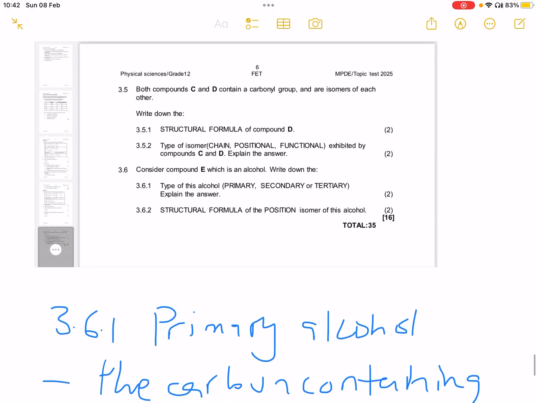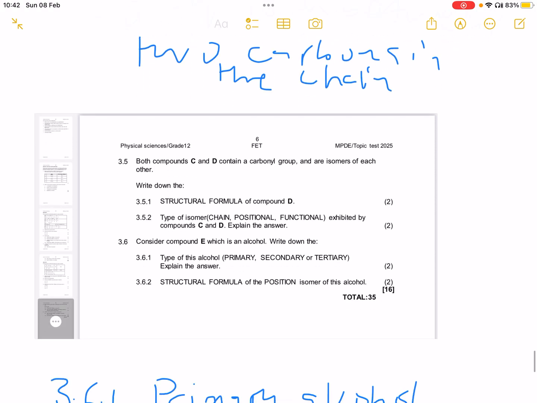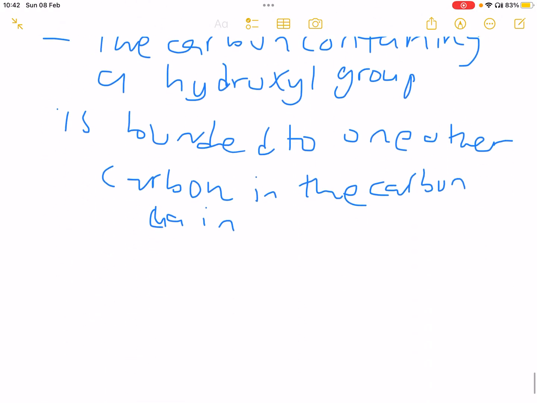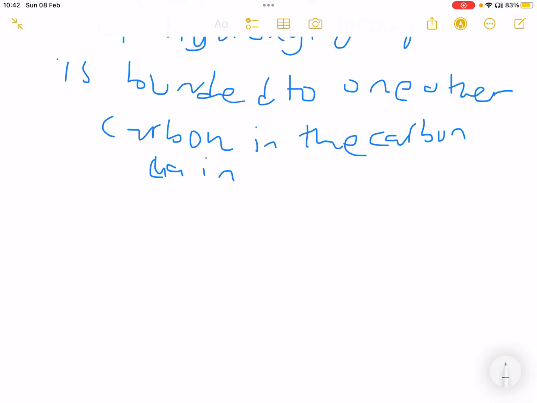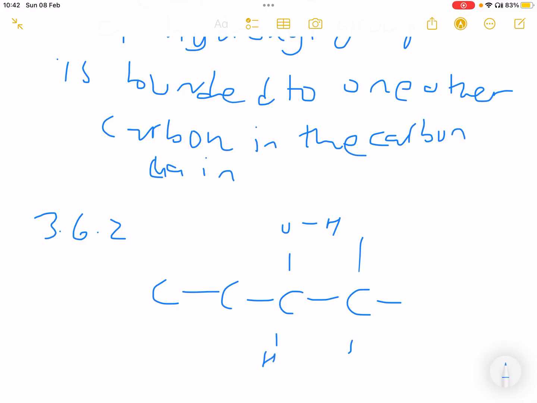Then 3.6.2, structural formula for a positional isomer. Now you want to change the position. So if it's on the first, now you can put it on the second. So 3.6.2, 1, 2, 3, 4. And then we can put OH here, and then the rest is just H's. And that's it, we're done.